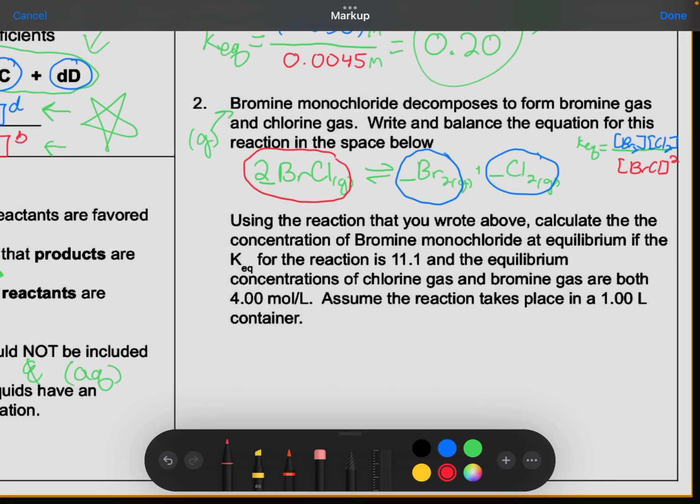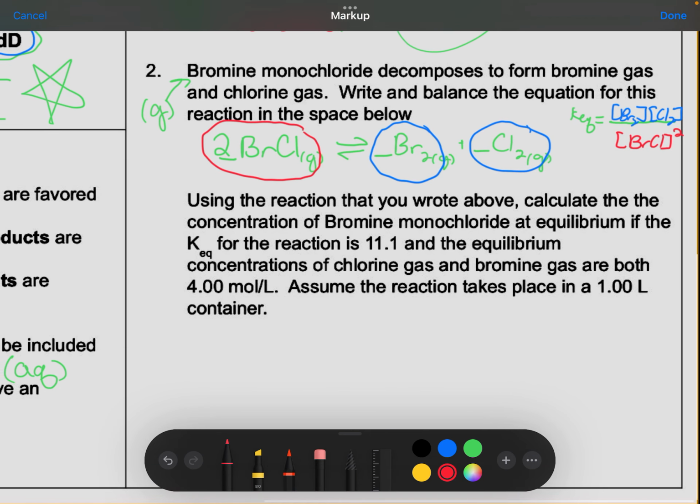Okay. Now let's move on. Let's look at what the rest of the problem wants us to do. It says, using the reaction that you wrote above, calculate the concentration of bromine monochloride at equilibrium if the KEQ for the reaction is 11.1, and the equilibrium concentrations of chlorine and bromine are both 4.00 moles per liter. Assume the reaction takes place in a 1 liter container.